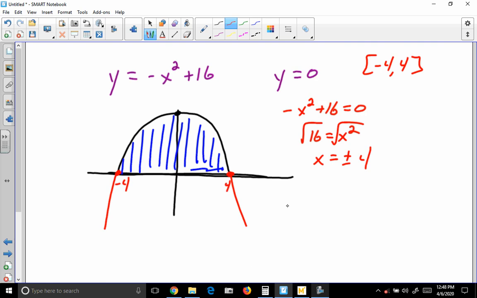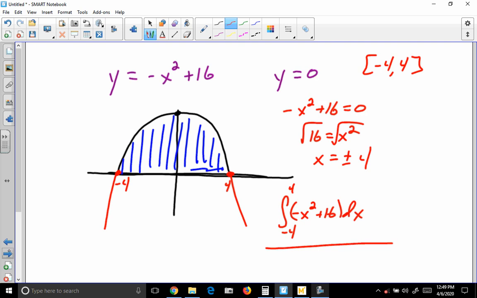So in order to evaluate that, we put our function in times dx, and our lower limit is negative 4, our upper limit is 4. And then we just take the antiderivative, we plug in the top number, we plug in the bottom number, and we subtract. So for this one, I'm going to leave that to you as an exercise.